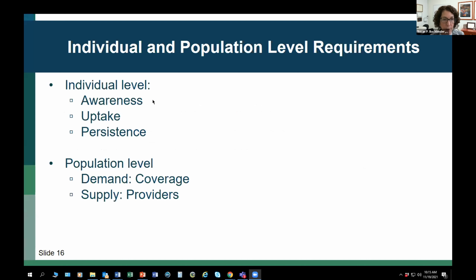Well, on an individual level, people need to be aware of PrEP in the first place. Then they need to take it up, and they need to continue to take it during periods of risk. At a population level, we need coverage to cover the demand, and we need providers to supply the PrEP. So we're going to talk about each of these.